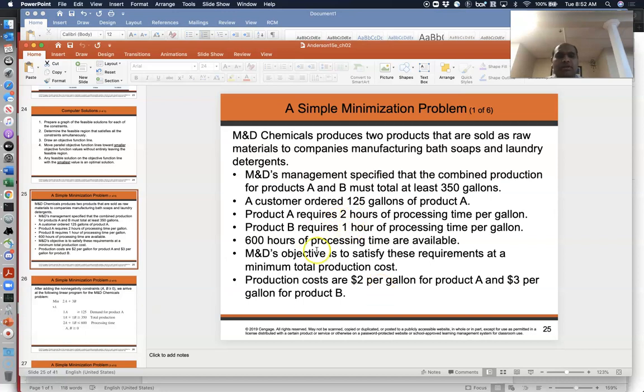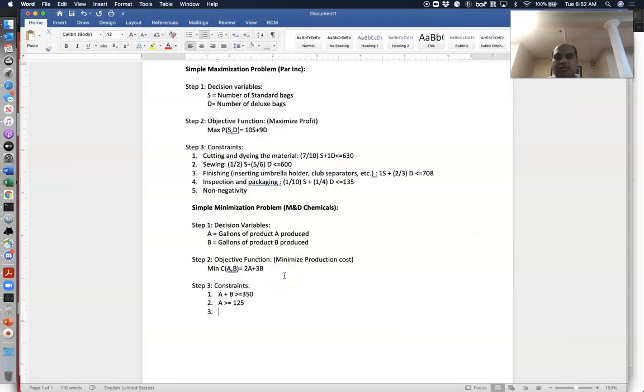Third constraint is the production time. It takes 2 hours to process product A, 1 hour to process product B, and you have 600 hours of processing time available. Now this is similar to the constraints that we've written before. So it's 2 hours for A plus 1 hour for B. So you can either write 1 times B or just B is less than or equal to 600 hours. So you have 600 hours of processing time available, so it's a maximum of 600 hours. You cannot exceed the 600 hours of processing time that you have available.